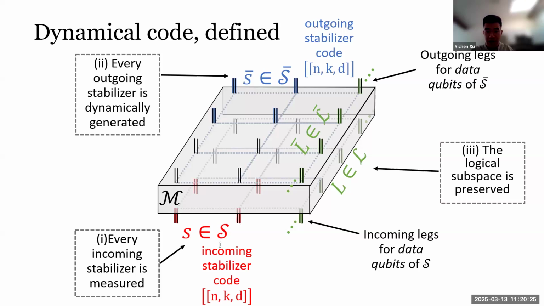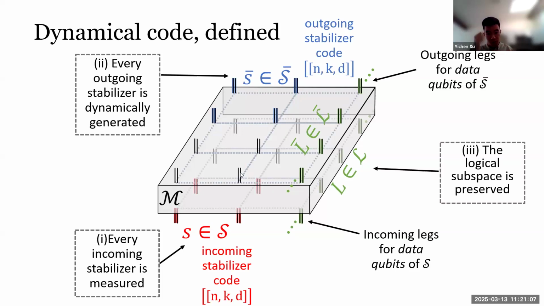But in addition to that, it needs to generate a new stabilizer code when the dynamical code is finished, right? So the second condition here is that, on the outgoing legs, it should support a dynamically generated code, S bar, and S bar is also an NKD code, but we don't have to assume that S is equal to S bar, but for convenience of a lot of our constructions, we usually assume that S and S bar are the same stabilizer code.